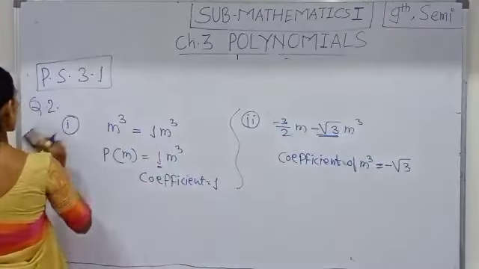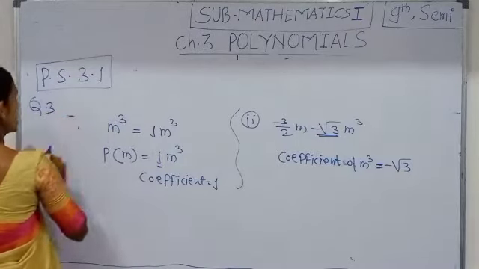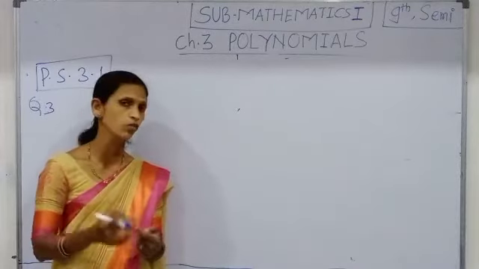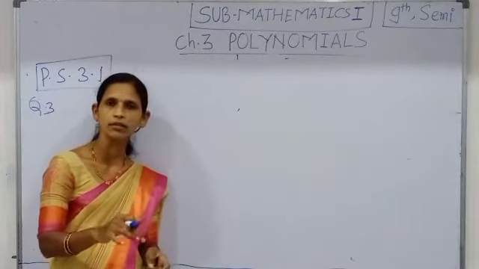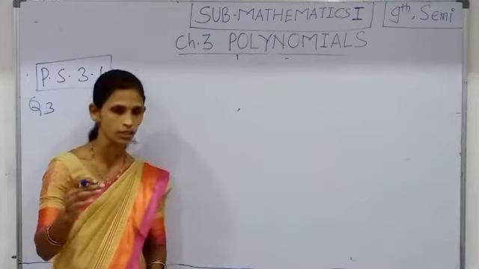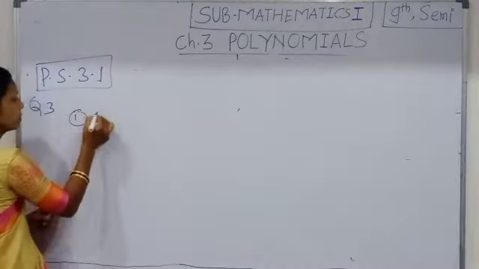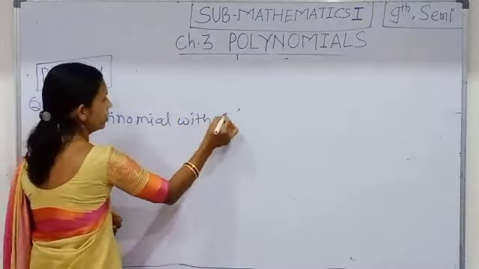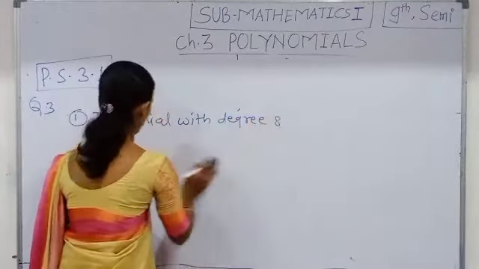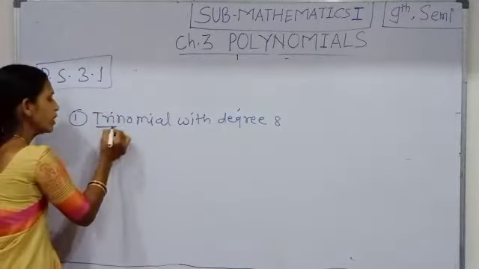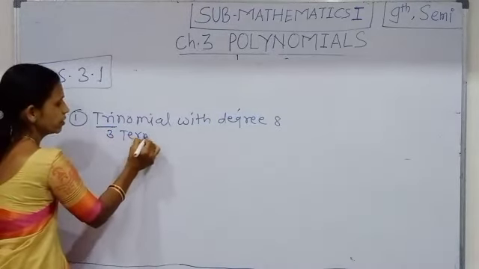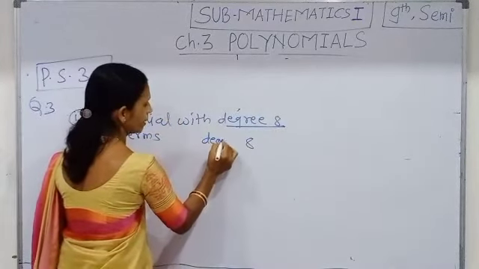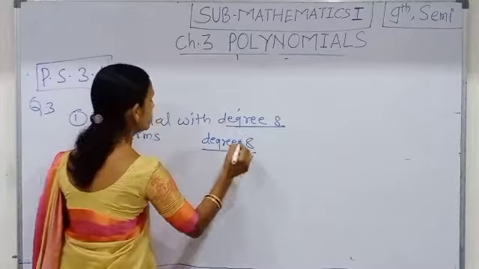Then question number 3, in which a few pieces of information about polynomials are given, and then we have to write the polynomials according to those concepts. See here, first we have to write a trinomial with degree 8. Trinomial means there should be 3 terms, and the degree of that polynomial should be 8. Therefore the highest degree of the variable is 8.